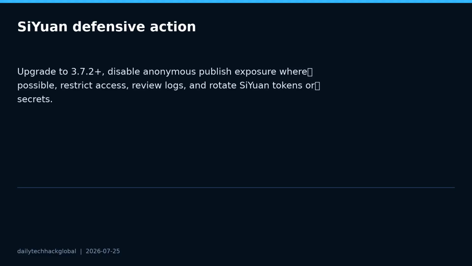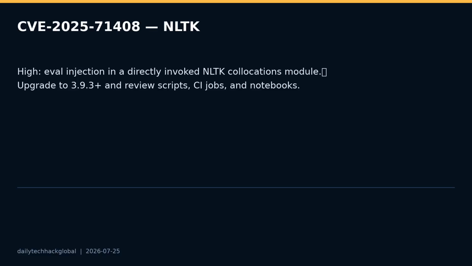For SiYuan defenders, upgrade to version 3.7.2 or later, or apply the project fix referenced by the advisory. Disable anonymous publish access if it is not strictly required, place the service behind authentication and network allow lists, review MCP access and file operation logs, and rotate SiYuan access codes, API tokens, cookies, and any secrets stored near the workspace if exposure is plausible. Treat plugin directories and workspace files as privileged execution surfaces, not just notes.